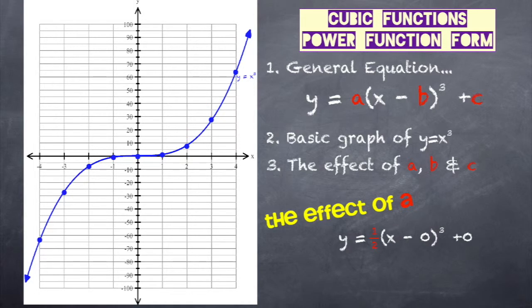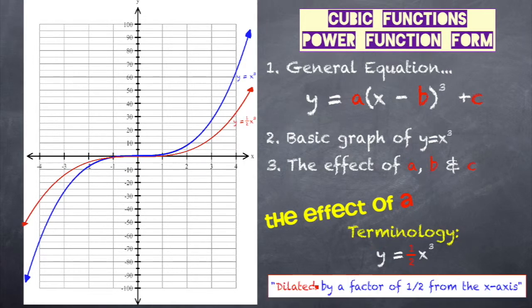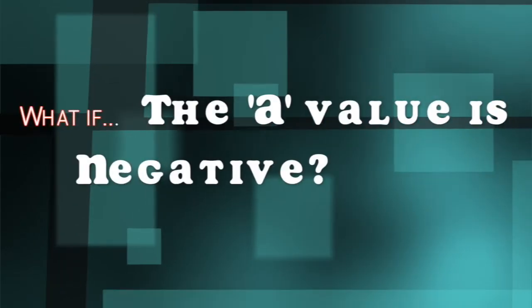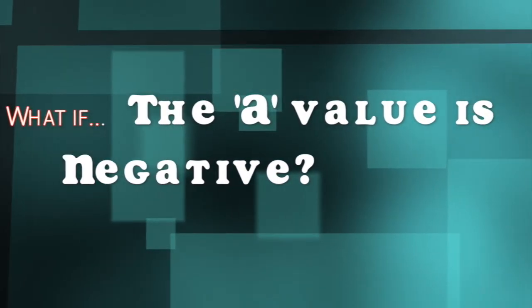Now what happens if we leave our b and c values at 0, but make our a value 1/2? Well, we end up getting y equals 1/2 x cubed, which ends up looking like this. Now if we have a look at the graphs for any given value of x, you can see that the red graph, y equals 1/2 x cubed, is half the height of the blue graph, that is y equals x cubed. Therefore, because the red graph has an a value of 1/2, this makes it appear wider than the blue graph. And in this case, we say that the graph has been dilated by a factor of 1/2 from the x-axis. Now let's have a look at what occurs if the a value is negative.